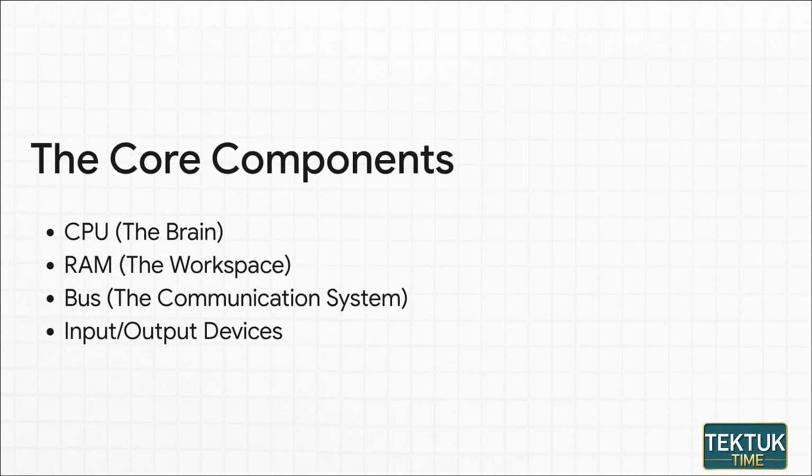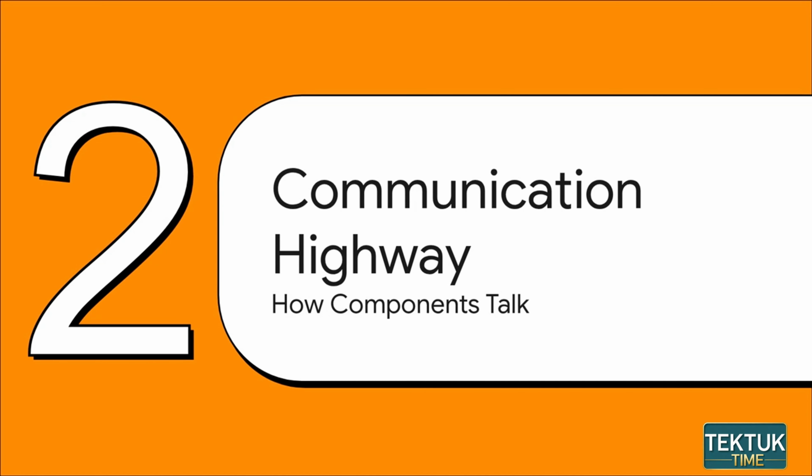And when we talk about this blueprint, we're really talking about four main players. You've got the CPU, which is definitely the brain of the operation. There's the RAM, which is kind of like a temporary workspace. Then you have the bus, that's the communication system that links everything together. And of course, you've got all the input and output devices you use every single day, like your keyboard and your monitor.